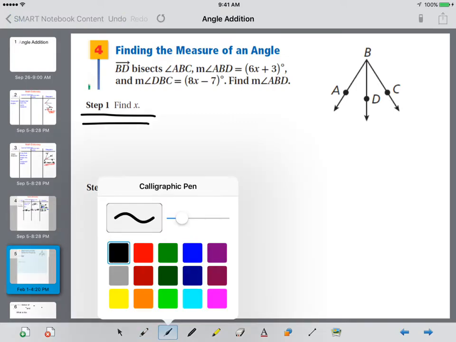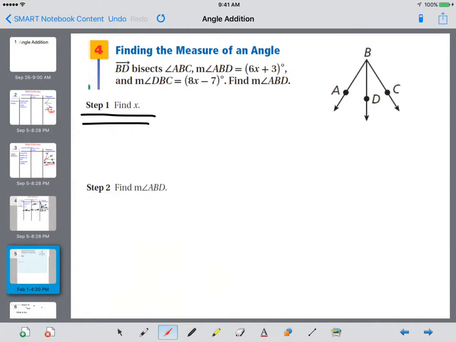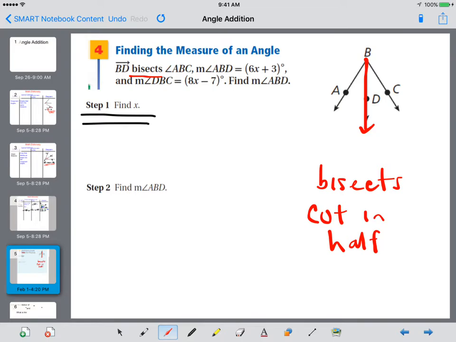So in our diagram here, we have ray BD bisects. If you look back to your word, bisects means to cut in half. So if the ray cuts the big angle ABC in half, then we know that this angle, ABD, is going to equal the same as this angle, CBD.